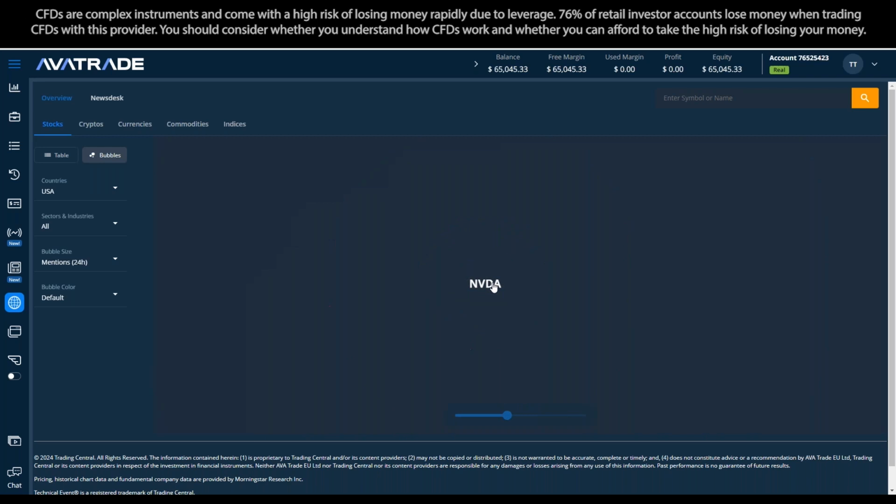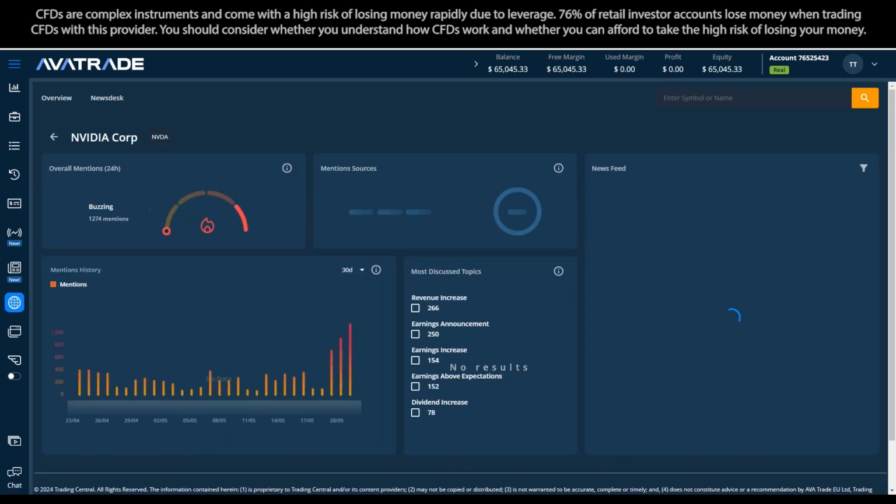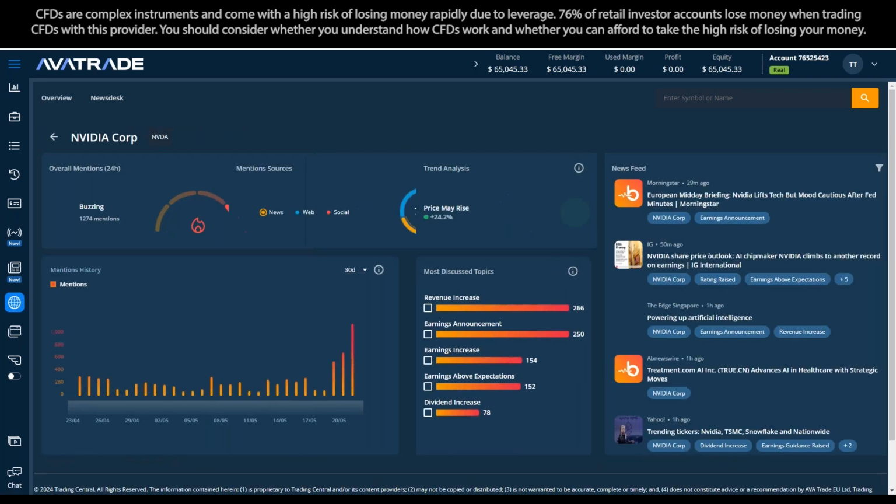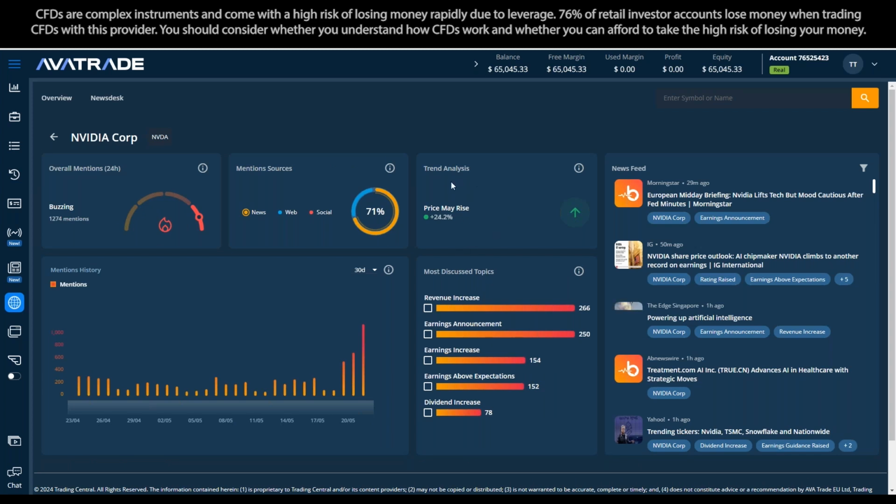And we've looked at NVIDIA, and we've looked at the predictions on NVIDIA, and I pointed this out, I think, on Tuesday. The expectation was that the price may rise over 24%. The prediction is still there, and we may see a huge chunk of that today when the market opens.